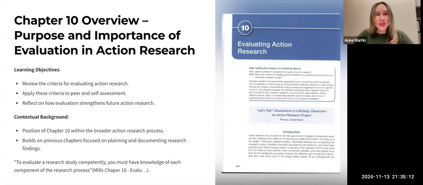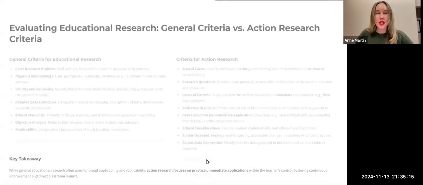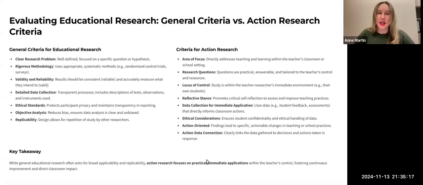The start of the chapter goes through, of course, the case study. So I'm not going to talk too much about the case study today, but there is another case study in there for you to look at, another example of what a written report would look like. So after the case study, Mills talks about the criteria for evaluating educational research and then action research specifically.